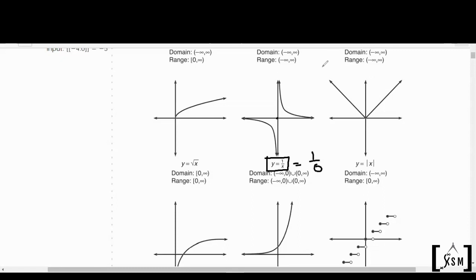So domain is all real values except 0. The same is for range. Range is also all real values except 0.